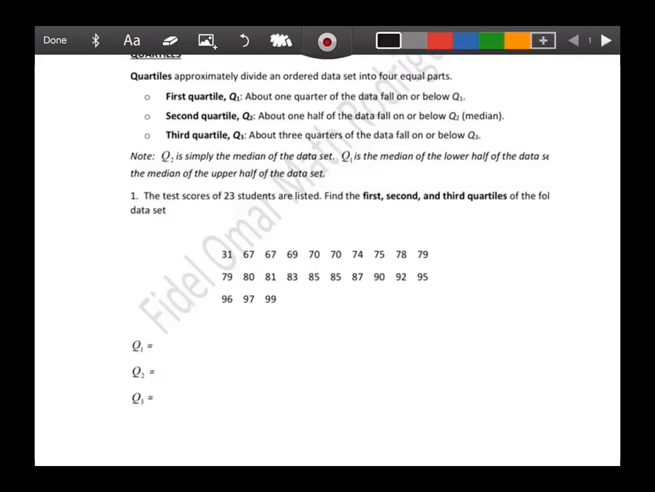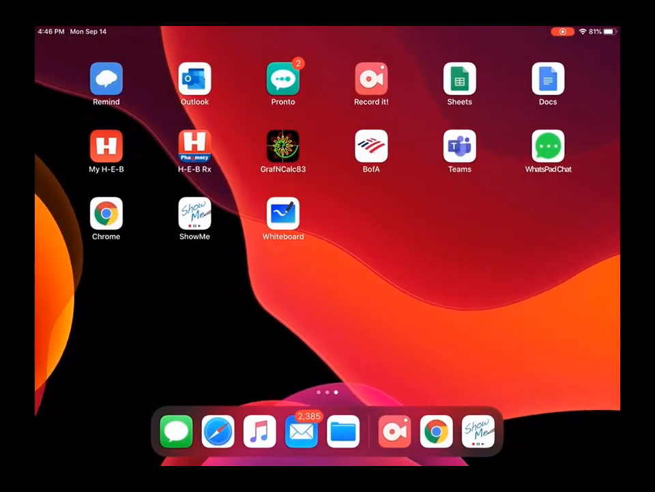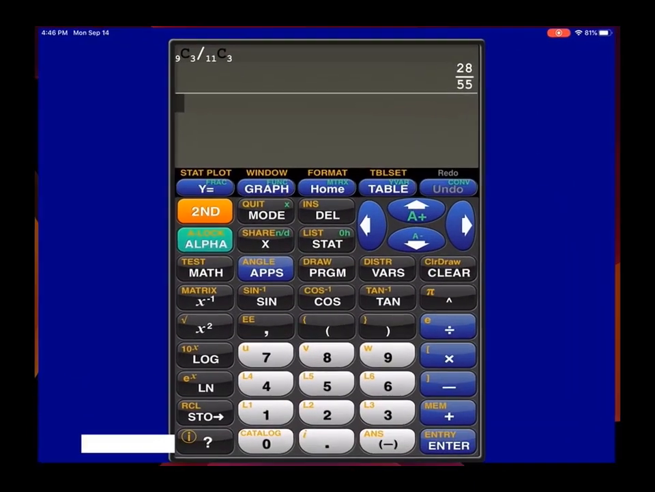Look at what it's saying. The test scores of 23 students are listed. Find the first, second, and third quartiles of the data set. What I'm going to do is use this calculator app. It's right here in the middle of my screen. It says Graph and Calc 83. So I'm going to open this thing up.